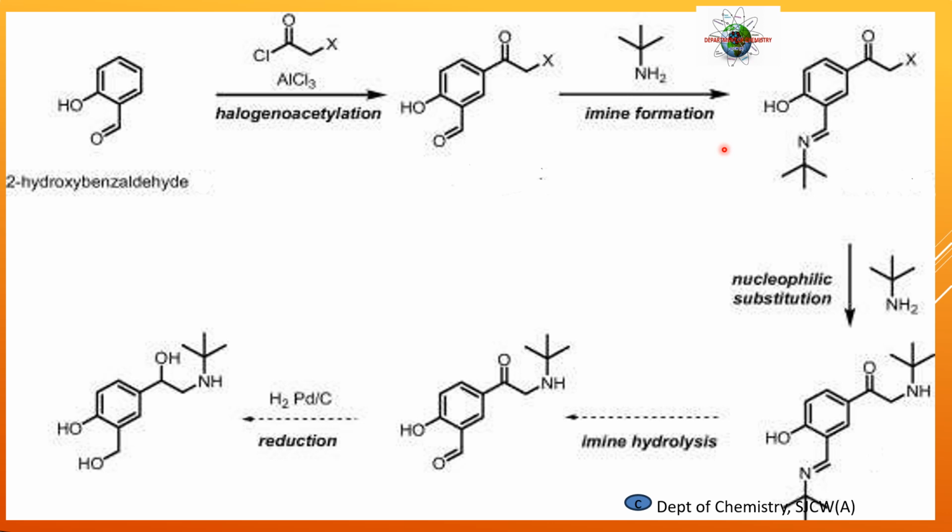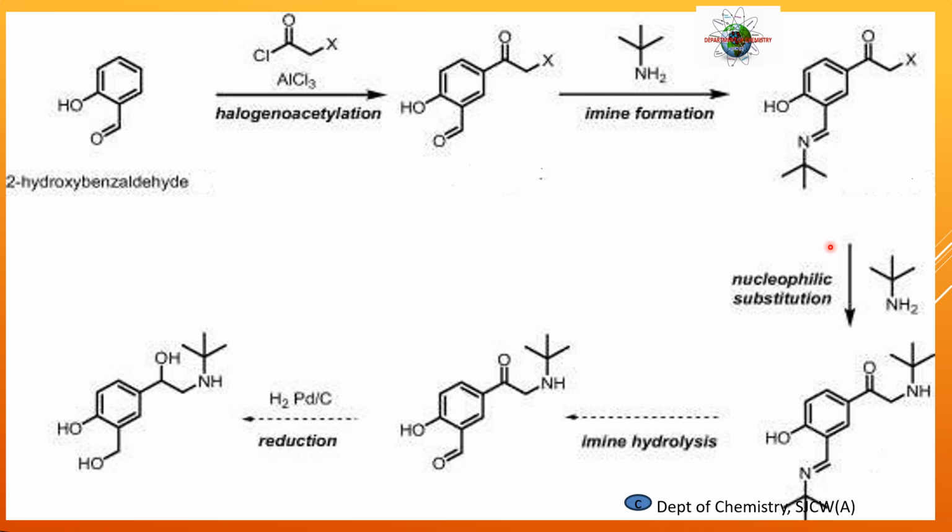Further, on treatment with tertiary butylamine, it gives imine formation in the second step of the mechanism. There is an elimination of two hydrogen atoms from the tertiary butylamine and the oxygen atom from intermediate 1. Both are released as a water molecule to give the imine.